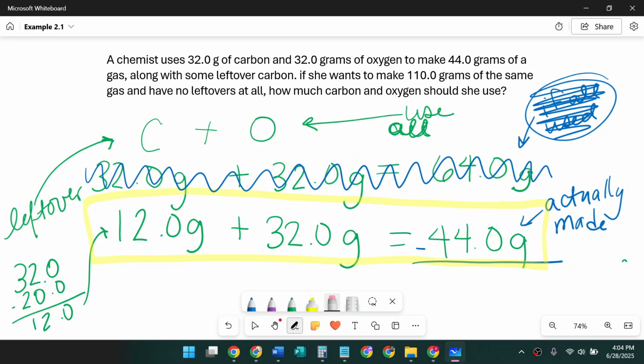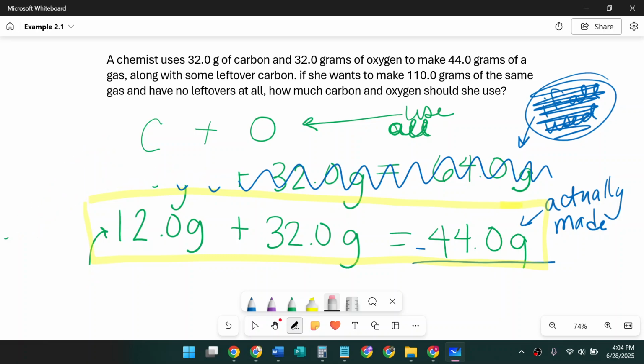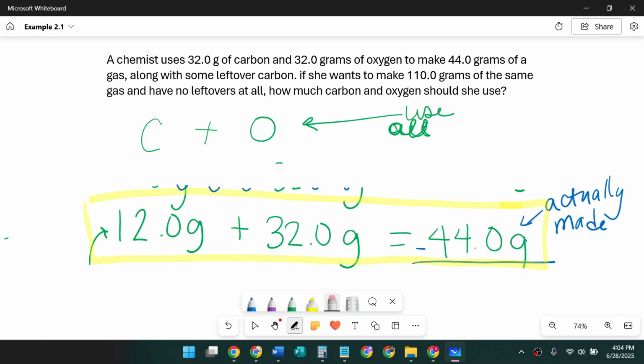So moving forward, we're only going to use what is actually used. So I'm going to erase some of this extra stuff. That way we don't have any extra numbers here that we don't need. Because sometimes when we have extra numbers and extra equations, they can get in our way and we can use the wrong numbers.